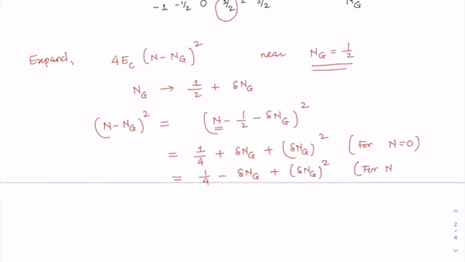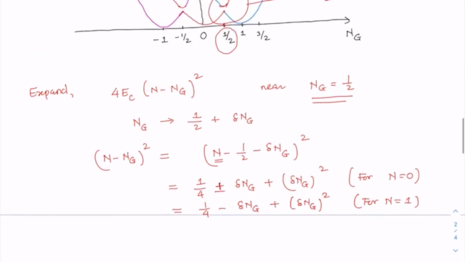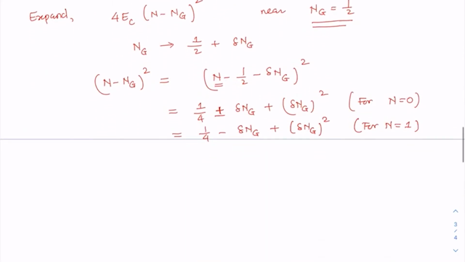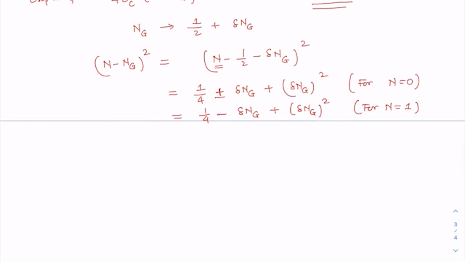This is for n is equal to 1. So this positive sign or plus sign refers to the state n is equal to 0, or you can remember it by thinking that, as you can see, you have a positive slope here for n is equal to 0, that's why you have a plus sign for that, and for n is equal to 1 you have a negative slope for the minus sign. Okay, plus sign refers to n is equal to 0 and minus sign refers to n is equal to 1.